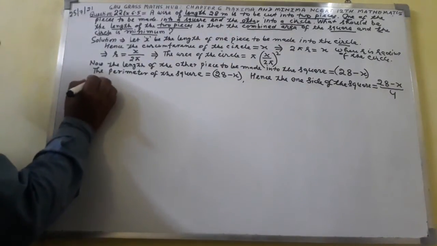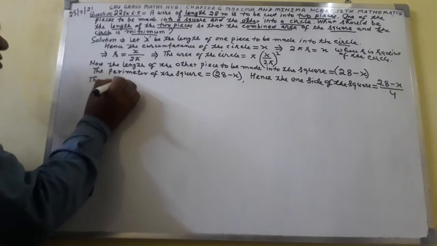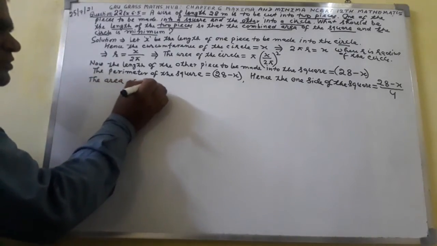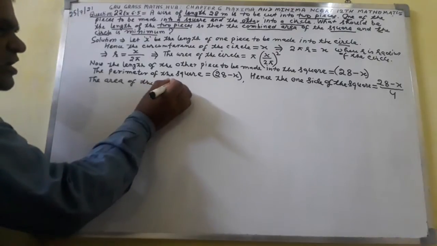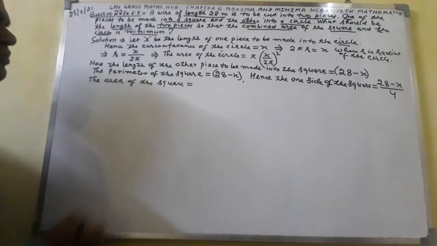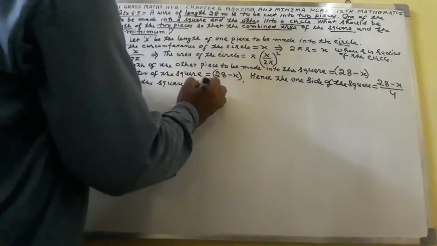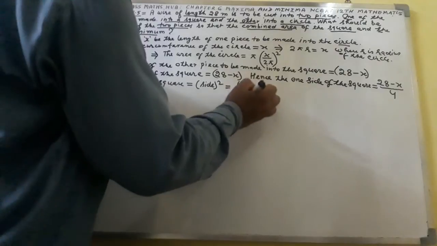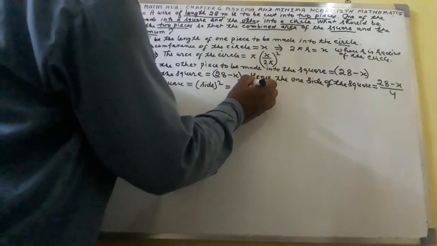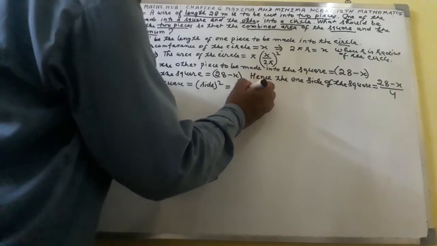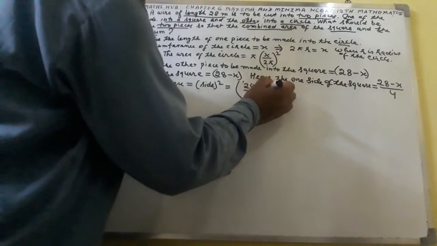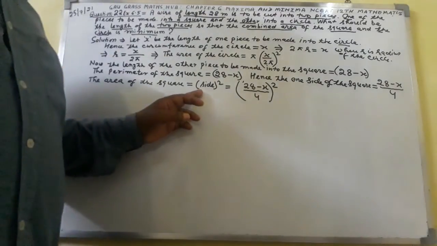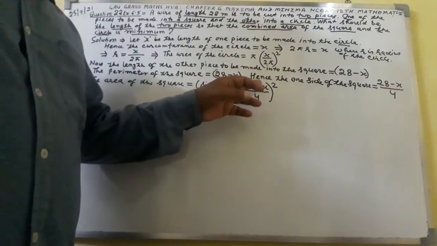The area of the square is equal to side whole square, equal to 28 minus x over 4 whole square.